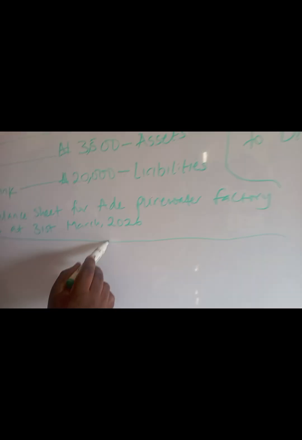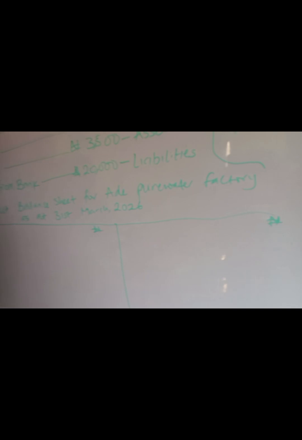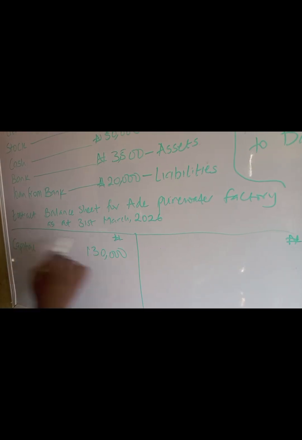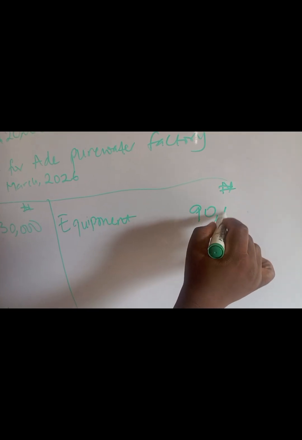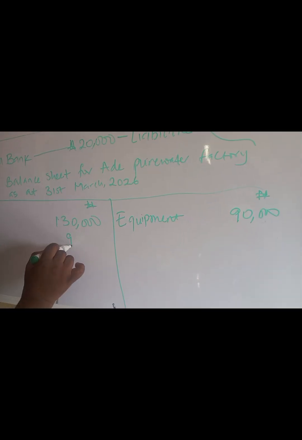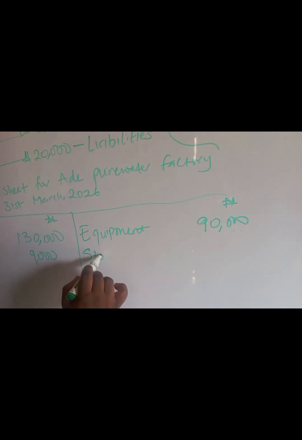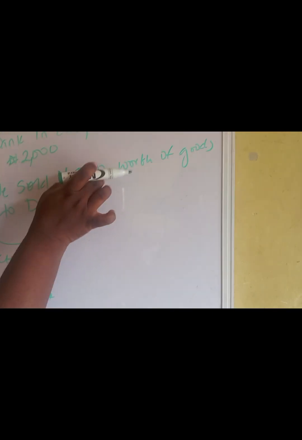So let's go back now. Let's put our naira sign here. Our naira sign here. So let's start again. Our capital, 130,000. Then our equipment is what? It's an asset. It comes here. Equipment, 90,000. Our creditors are coming here. 9,000. Our stock is 15,500. But remember here, he sold part of it worth 5,000 to Damilare.